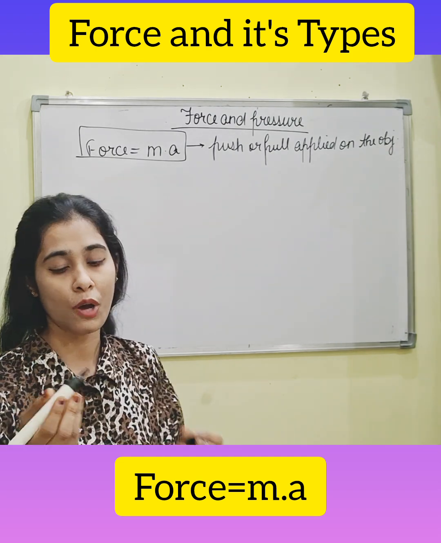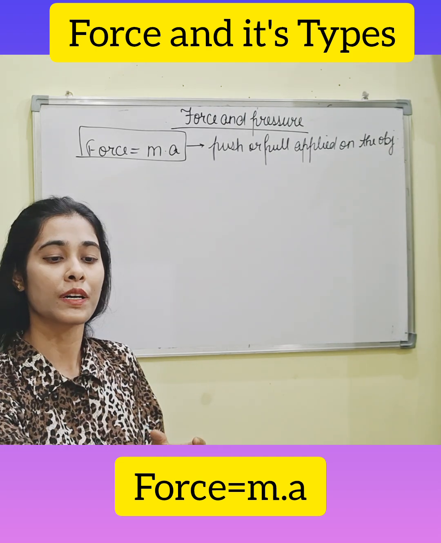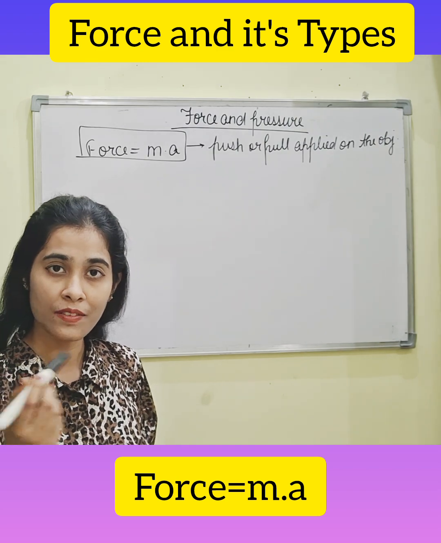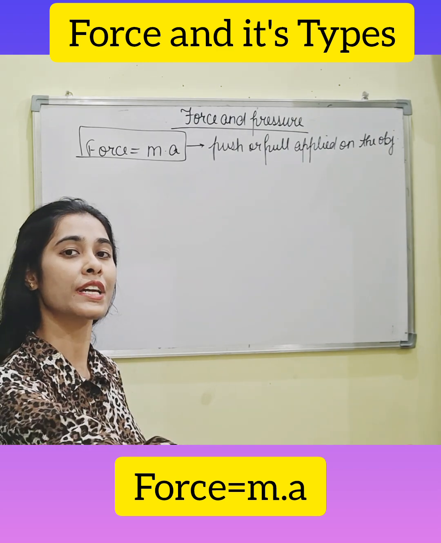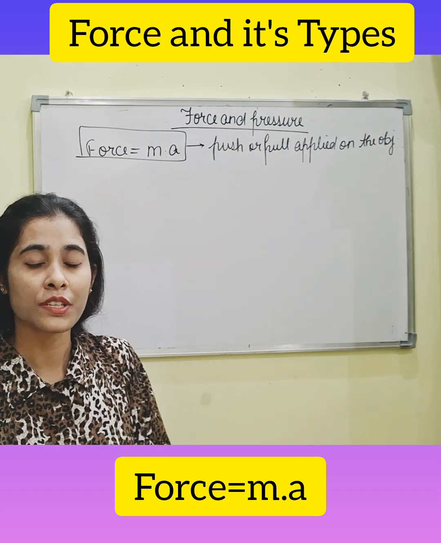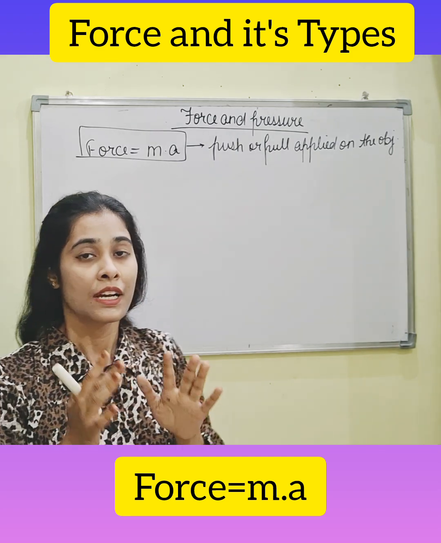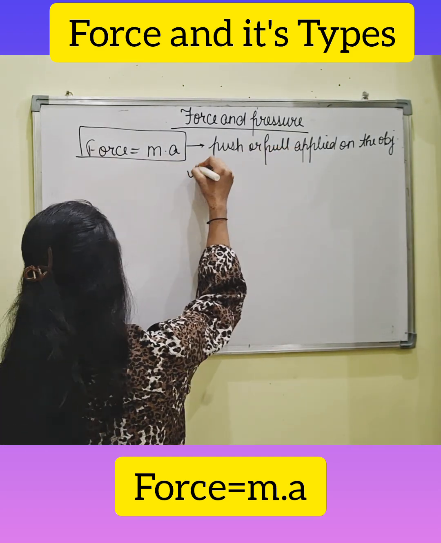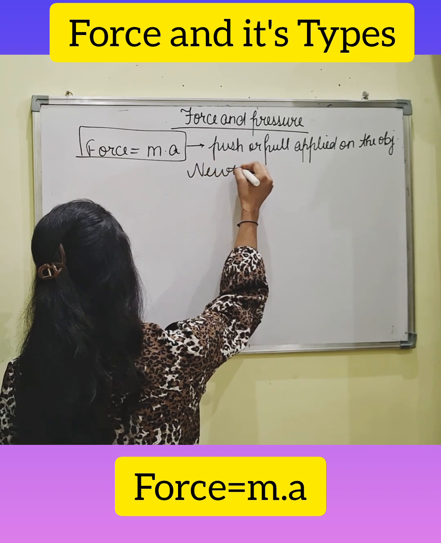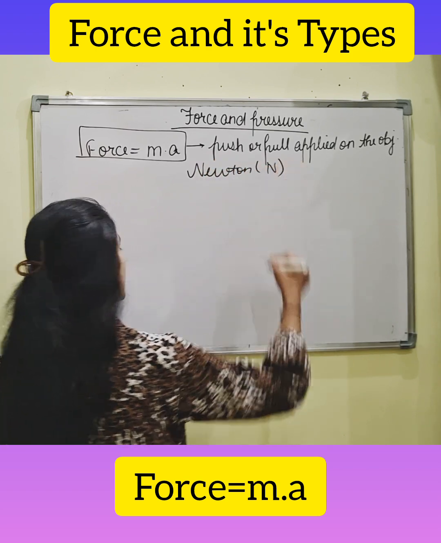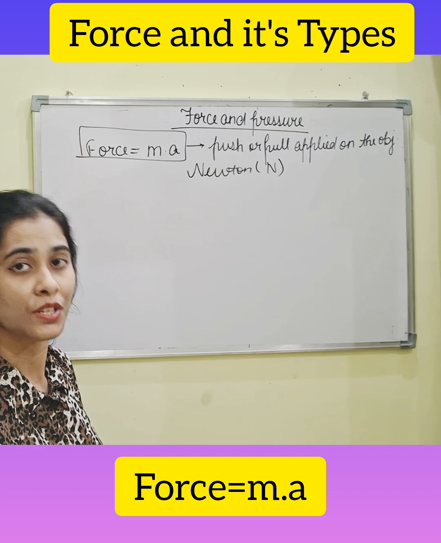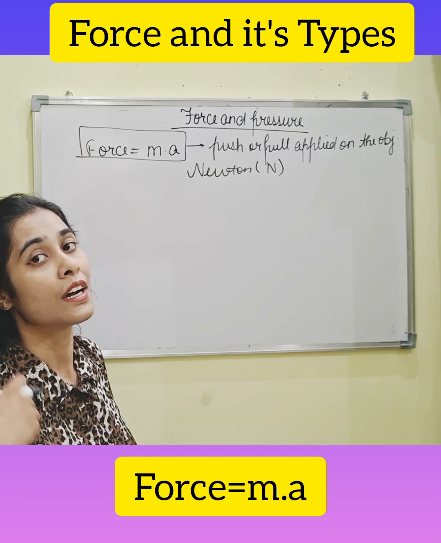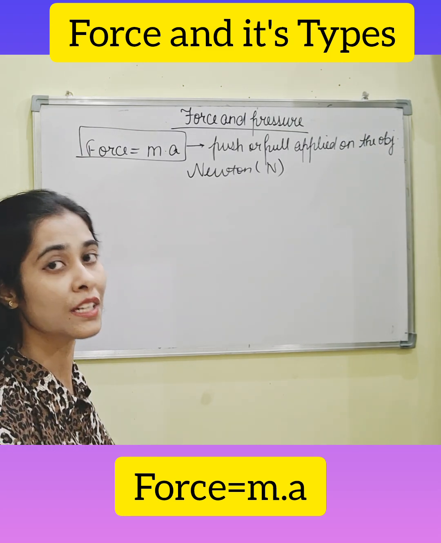Suppose I am having this object. Now, if I am pulling it towards myself, that is also a force. If I am pushing it, that is also a type of force. First of all, we should know what is a unit. The unit of force is Newton, denoted by N. The SI unit of force is Newton. And the other unit is kg per meter square.